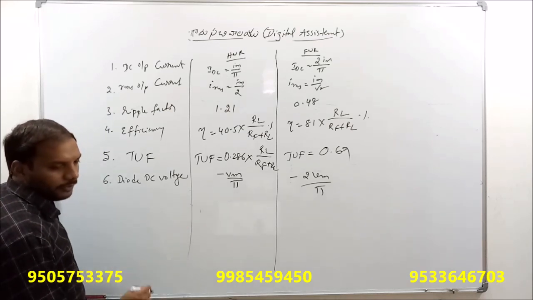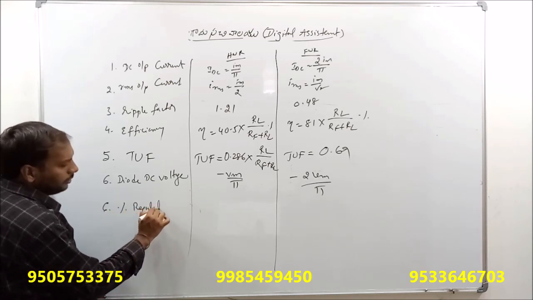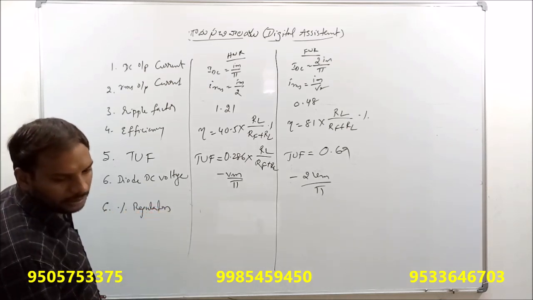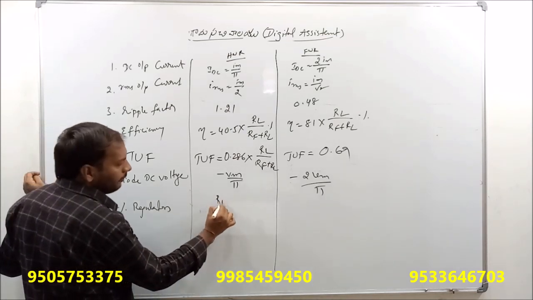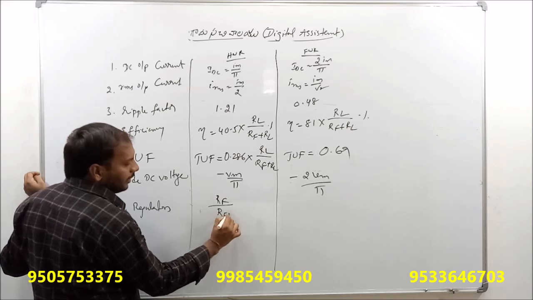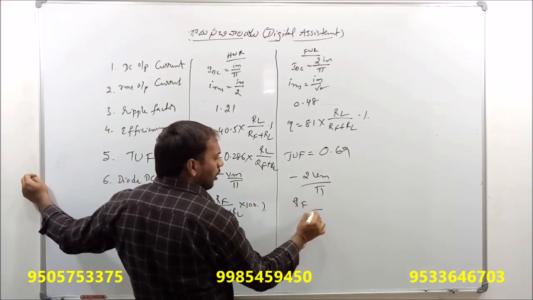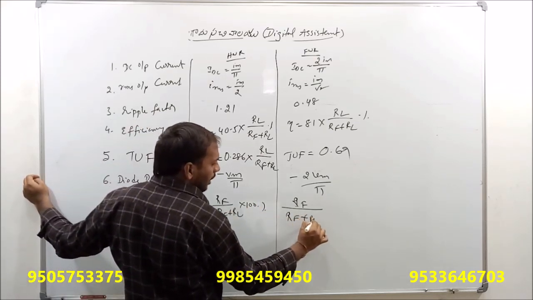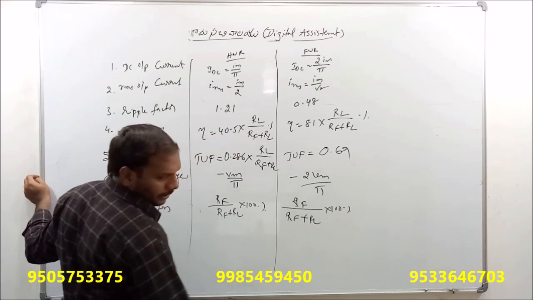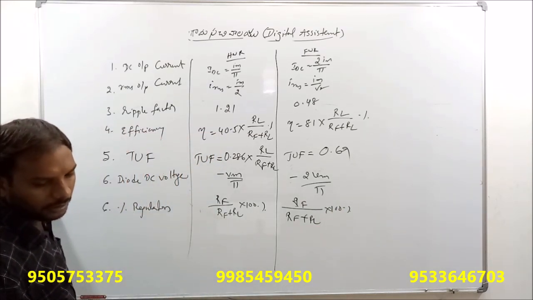And the percentage of regulation you can calculate like this: RF by RF plus RL into 100%. Here also the same concept. RF is the forward resistance of the diode actually. So RF by RF plus RL into 100% is the percentage of regulation.